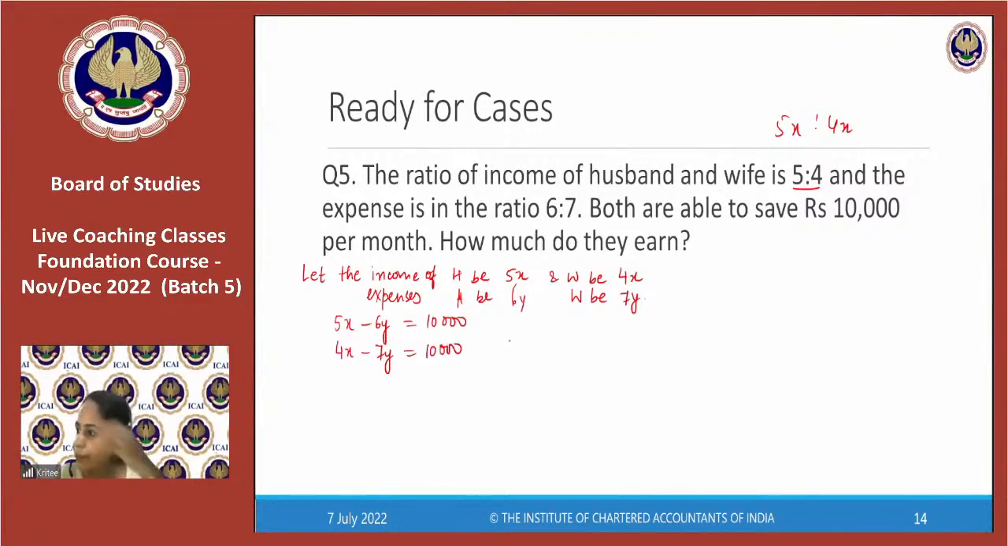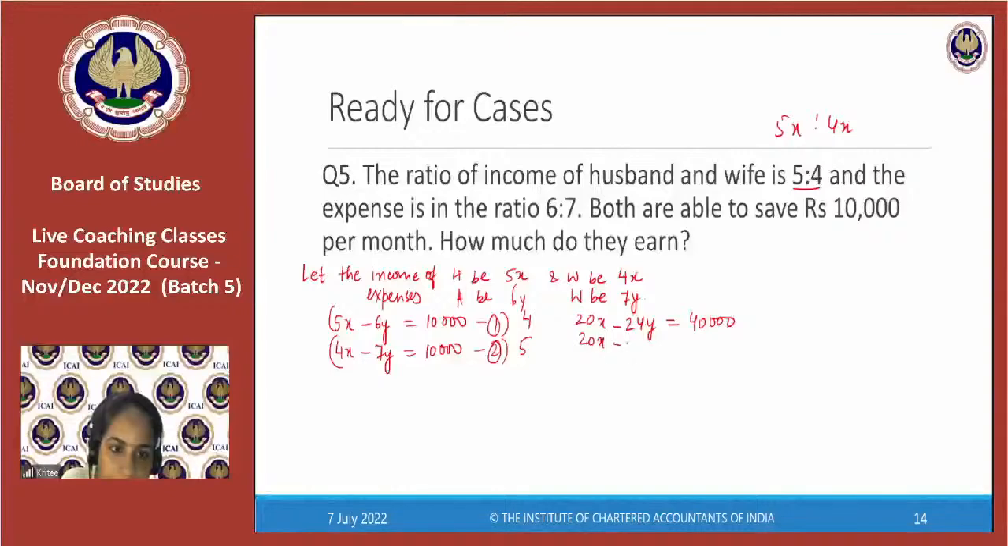But see, what happened is because the number went abrupt. So hence we are getting this as two linear equations. We can solve by either of the methods. So what I would have done is I would have multiplied this equation by 4. Someone said, can we use multiplication method? Yes, we can use that. So this becomes like this, 20x minus 24y to be equal to 40,000. And here 20x minus 35y to be equal to 50,000.